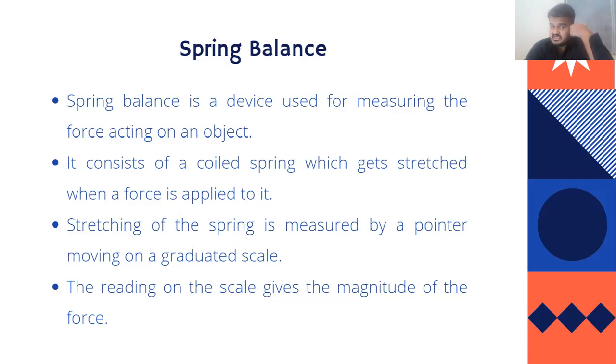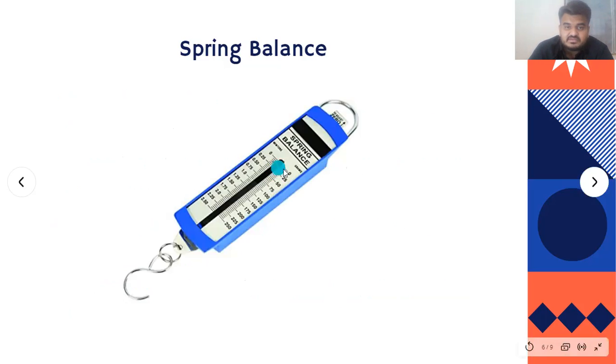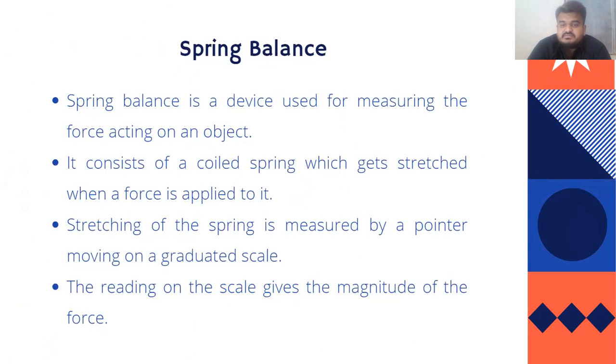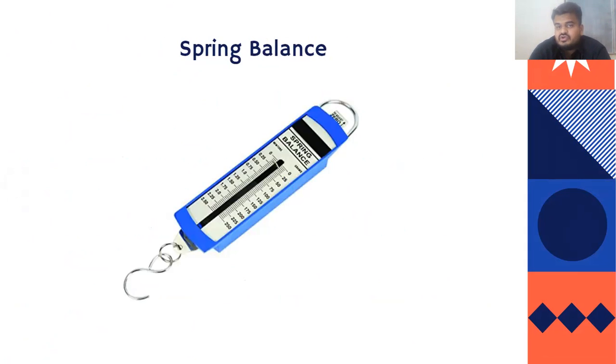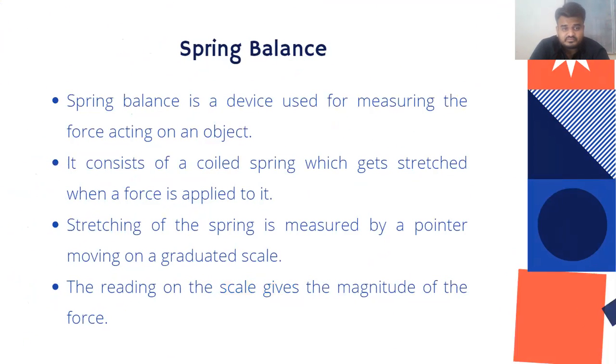Next, stretching of the spring is measured by a pointer moving on a graduated scale. See, here is the pointer, and when the spring gets stretched, this pointer measures a reading. This is the scale, which generally is 0 to 100, but in this instrument it is given 0 to 250.